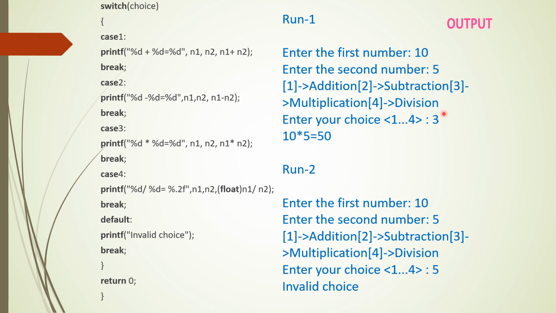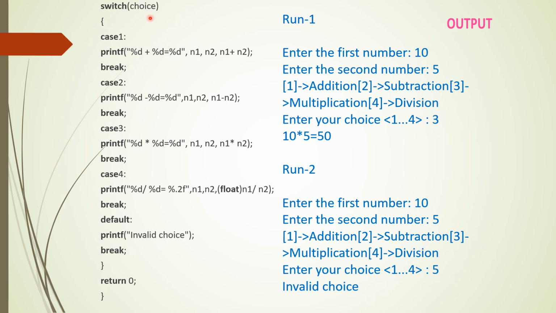Now I have these many operations to be done, so I printed it. First represents addition, second represents subtraction, third is for multiplication, and fourth is representing the division. Now I have to enter the choice. I am entering the choice from 1 to 4. I can enter any choice. So now I am entering the choice as 3.